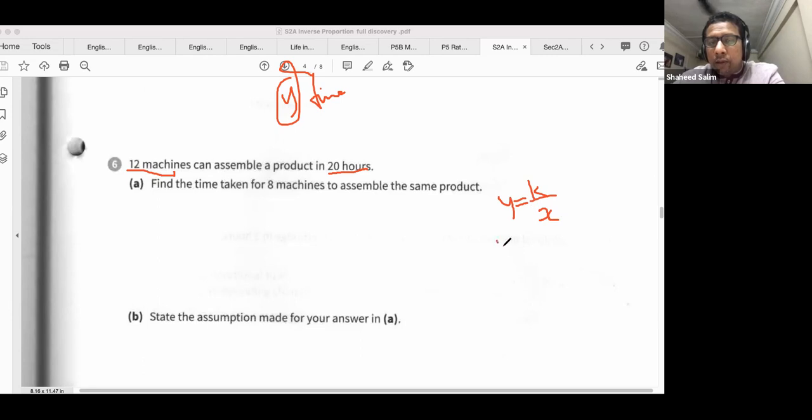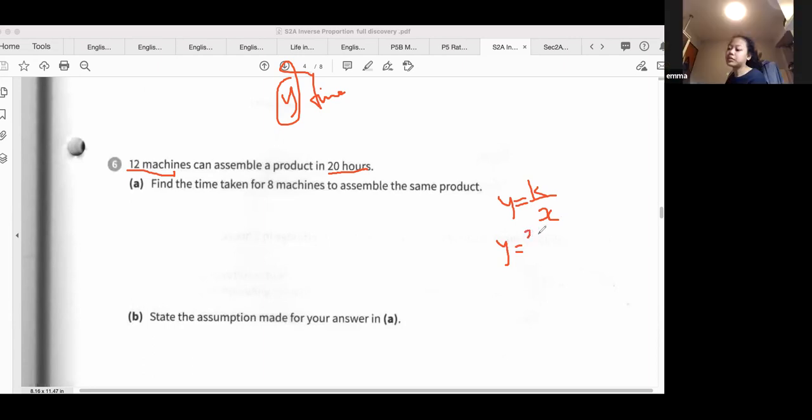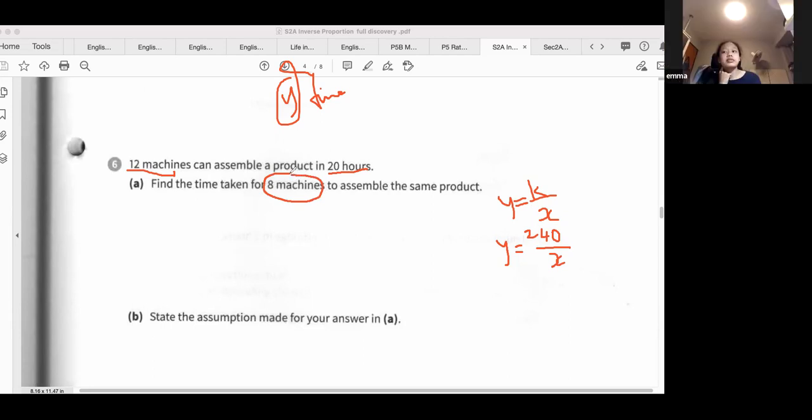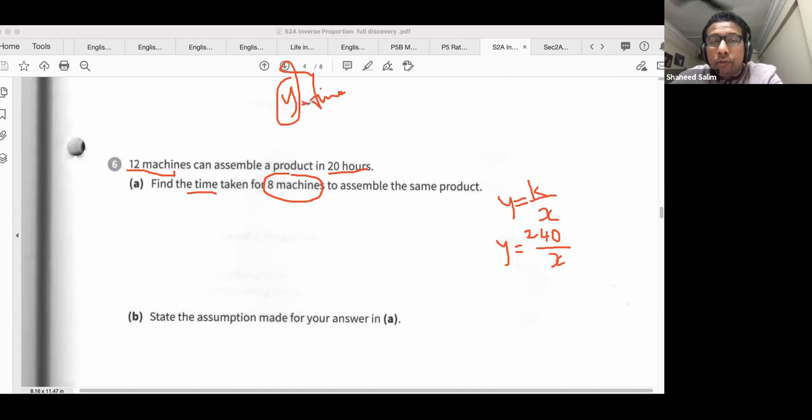What is the formula? Y equals 240 over X. Good. Now, 8 machines, is this X or Y? Y. Okay, can you find what? Y is the time, you know. Oh, what X? This is X. You substitute in X and find out what is the Y.